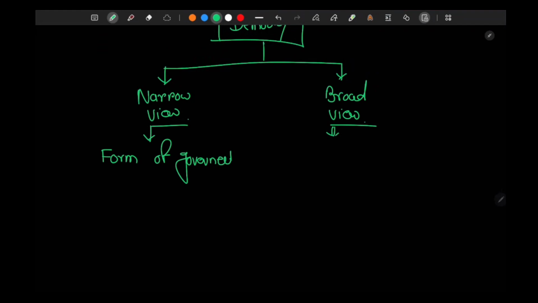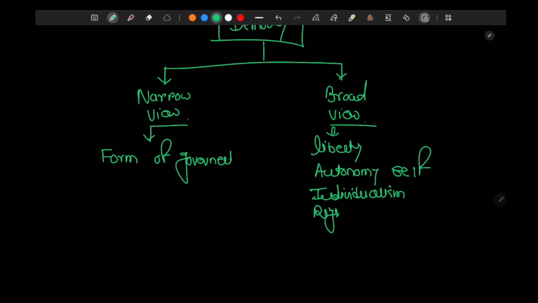Broad view, the substantive view, says that democracy means liberty. Democracy means autonomy of self. Democracy means individualism. Democracy means rights. So democracy can be categorized in these two views, narrow view and broad view.